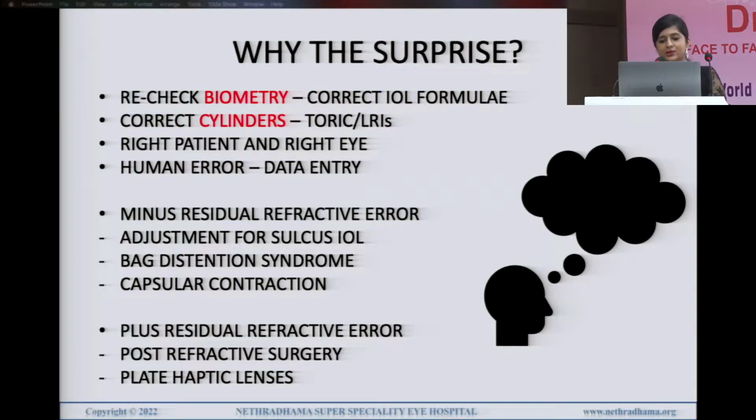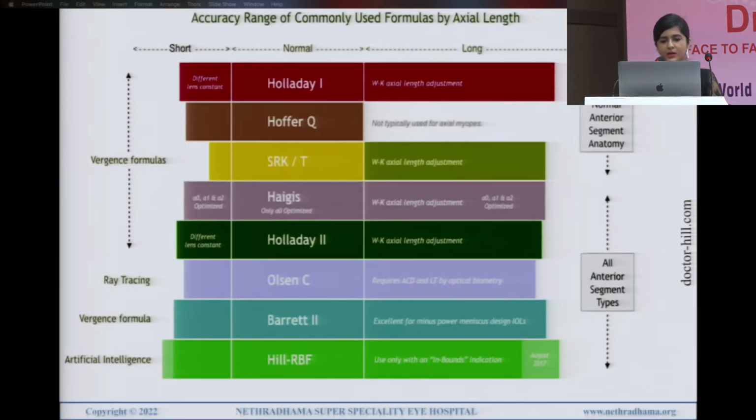Now, in minus residual refractive errors, we have to keep in mind the adjustment for sulcus IOLs. We have to keep in mind bag distension syndrome, especially in patients with high myopia, and also capsular contraction. And for plus residual refractive errors, a couple of things: the patient may have undergone refractive surgery many years ago and not given that history, or it happens sometimes with plate haptic lenses. So this is again a chart from drhill.com, which tells us which formulae to be used for what type of eyes, which was dealt with previously.